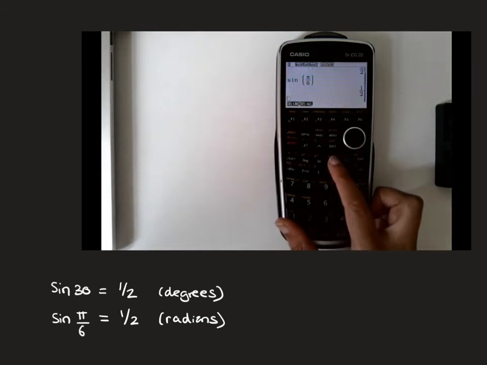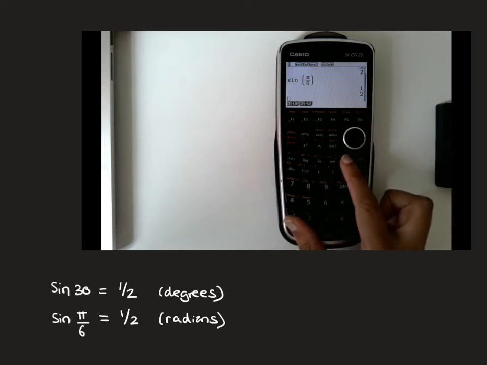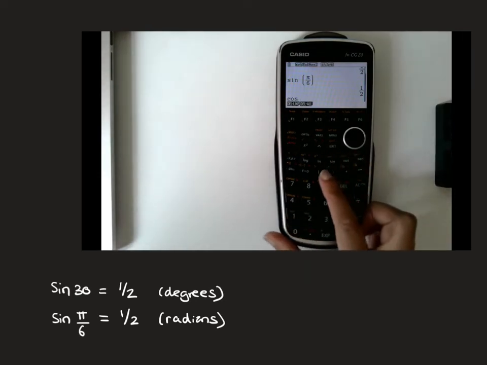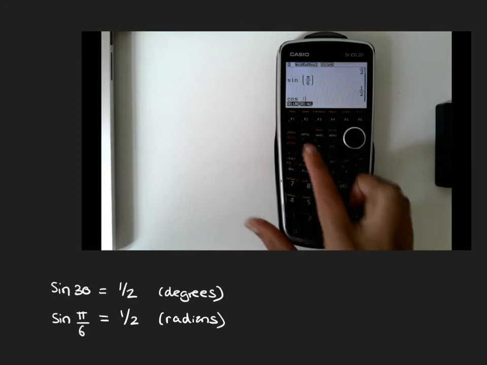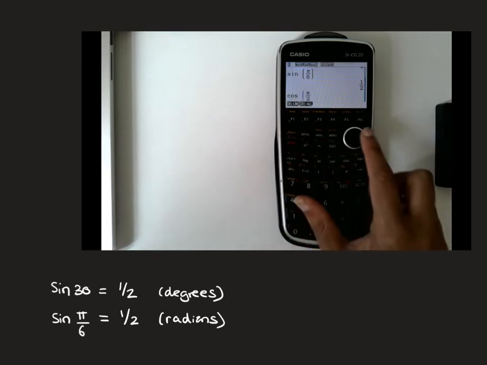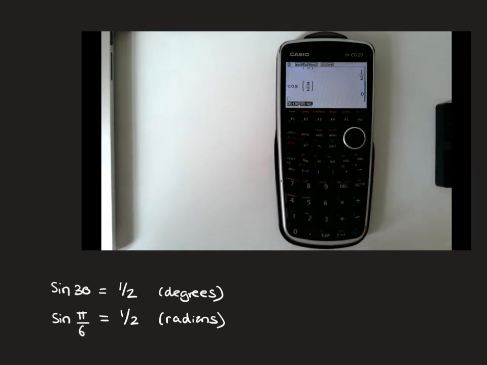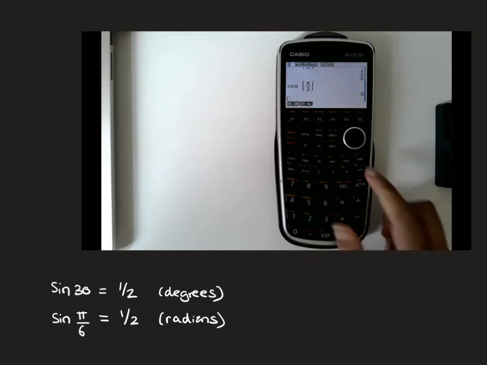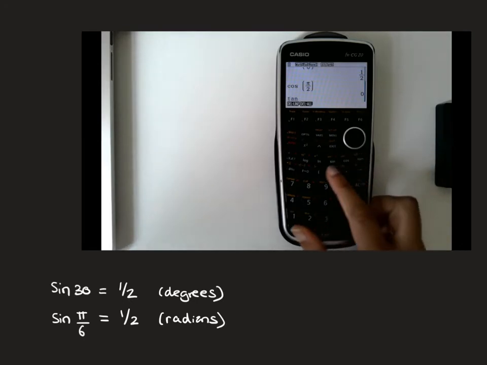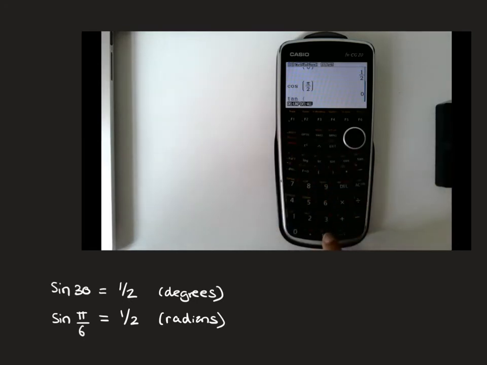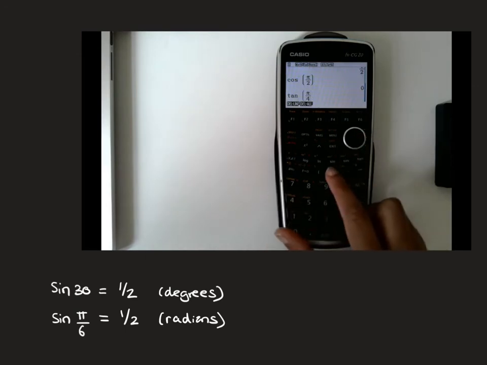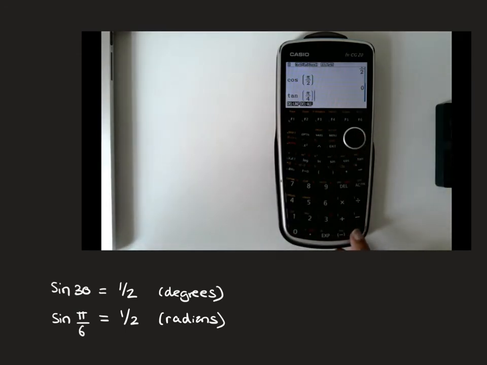Let's try another one. So we know that cos of 90 is equal to 0, but 90 degrees is pi by 2 radians, so let's check that out. Cos of pi by 2 gives us 0 as expected. We know tan of 45 is equal to 1. Well, let's check the equivalent in radians. What's 45 degrees in radians? It is pi by 4 radians. Tan pi by 4, we're expecting 1, we get 1.